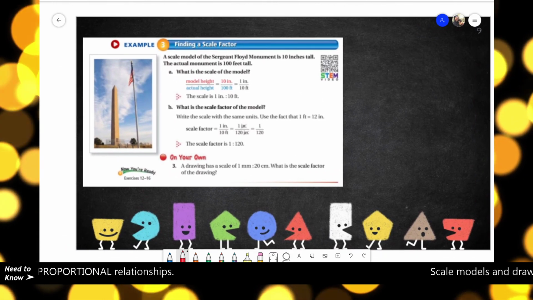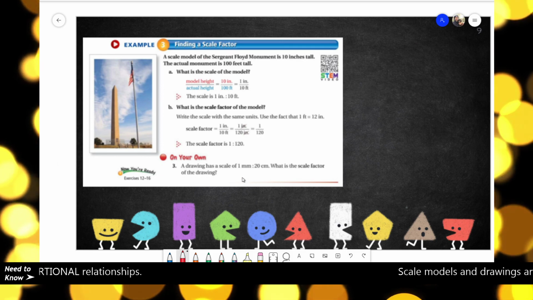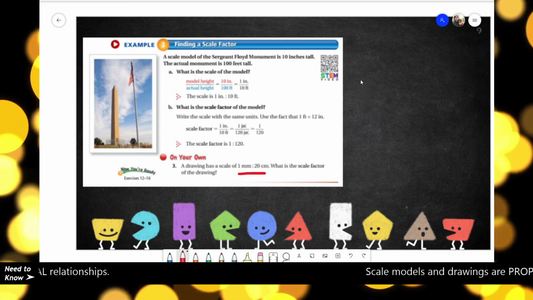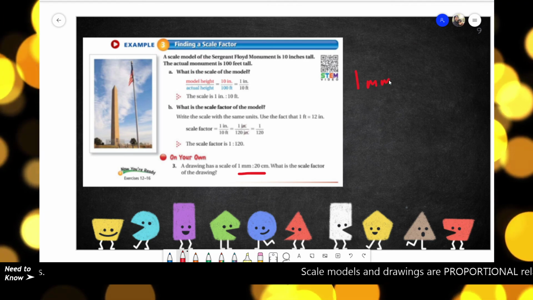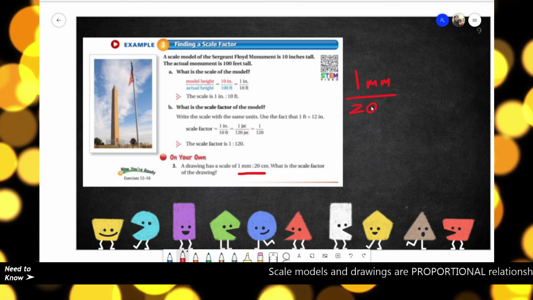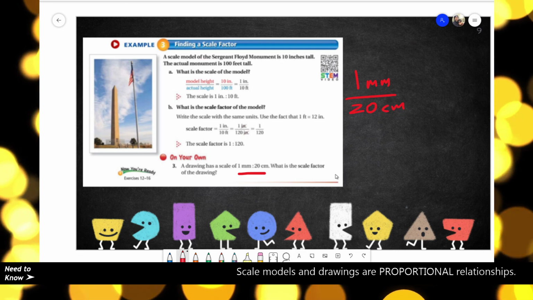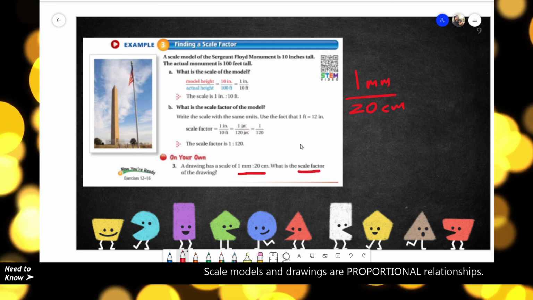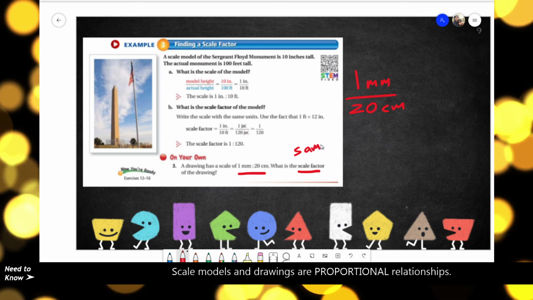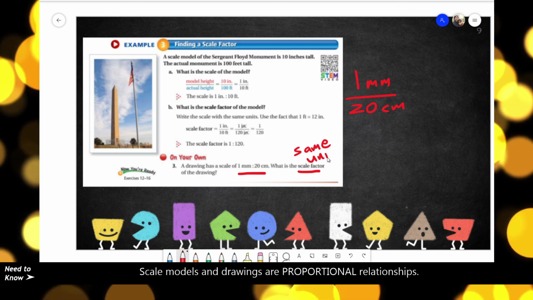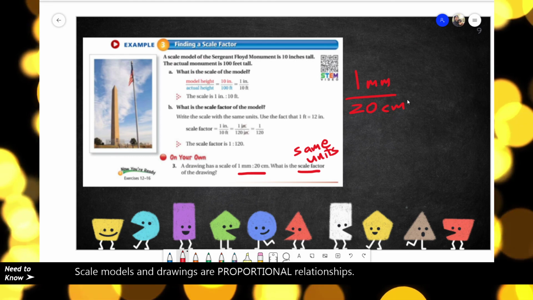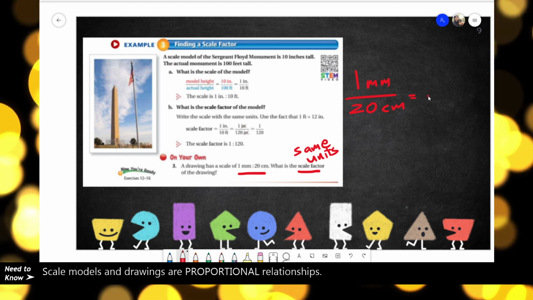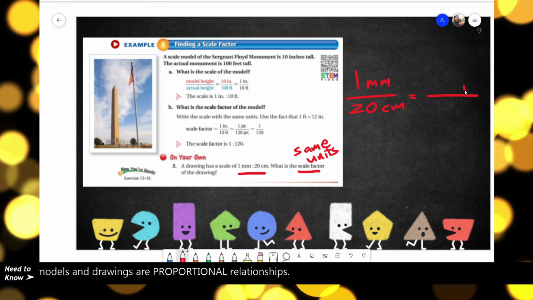So a drawing has a scale of 1 millimeter to 20 centimeters. So let's set that up first. So I'm going to do 1 millimeter to 20 centimeters. I want to know the scale factor. Scale factor, remember, has to have the same units. Millimeters and centimeters are not the same unit. So what you're going to want to do is convert them both to millimeters.